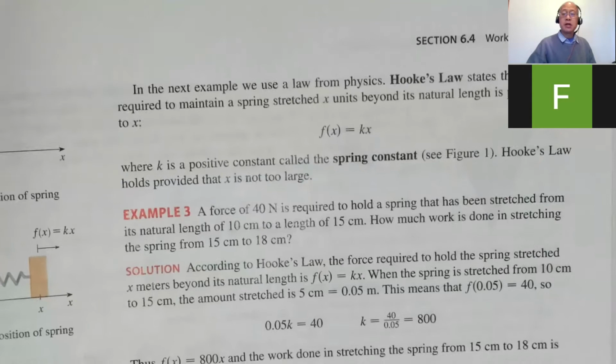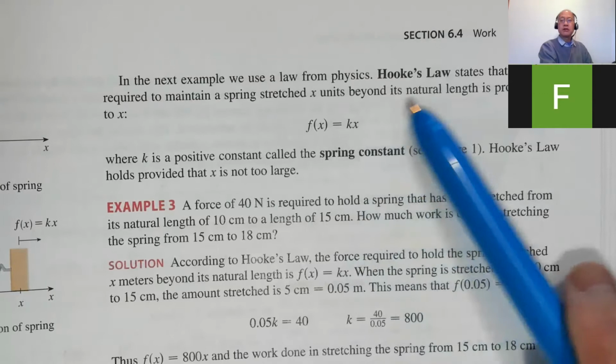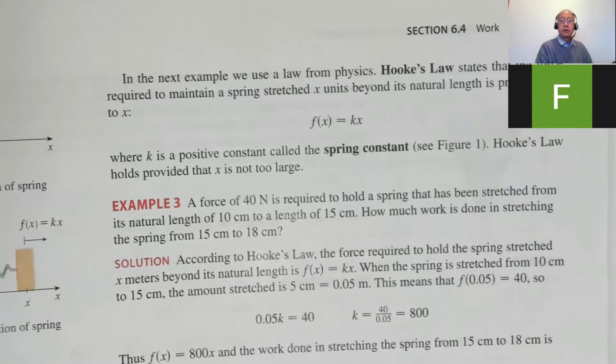All right, and let's see, other things you will need to know. Page 457, something called Hooke's Law. You physics people have heard of this before, but if you've never heard of that, put this on your cheat sheet. Hooke's Law, f of x is kx. And that has to do with a force applied to a spring.